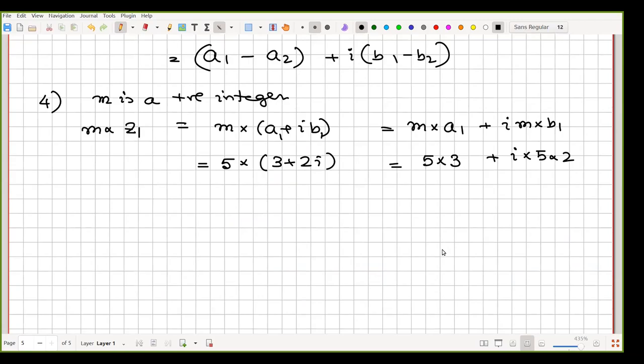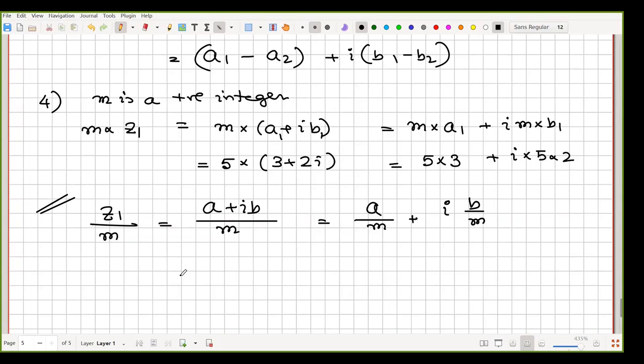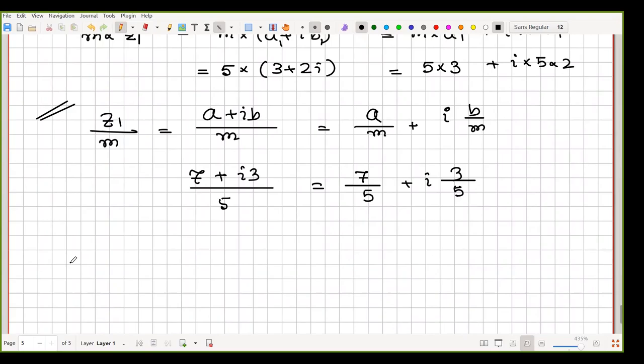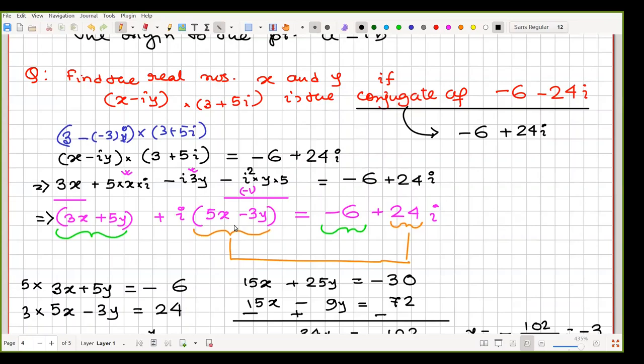Okay. Another thing, if we proceed with the division, so that means z1 by m. So that is also the same thing. a plus ib divided by m, that means a by m plus ib by m. Suppose we have 7 plus 3i divided by 5. So it can be written as 7 by 5 plus I into 3 by 5. Okay. And finally, the multiplication already we have proceeded. That means we can multiply two or more complex numbers in the normal way, whatever we have found here. Okay.